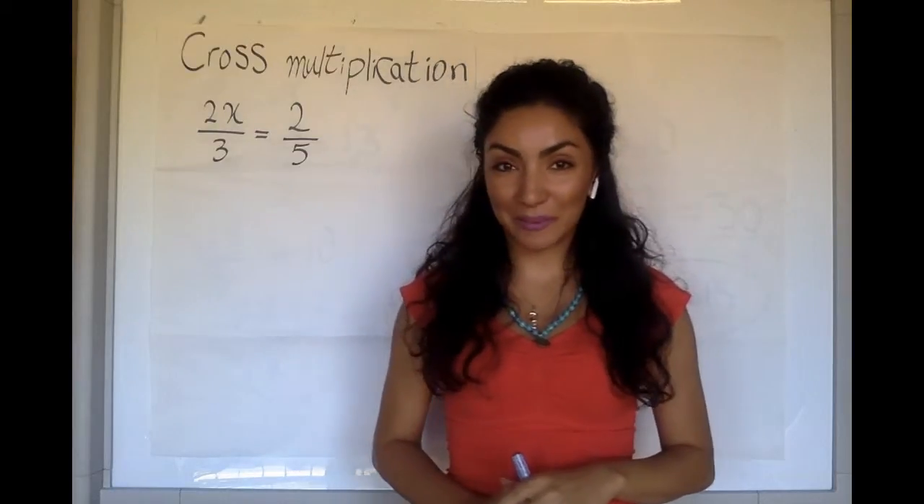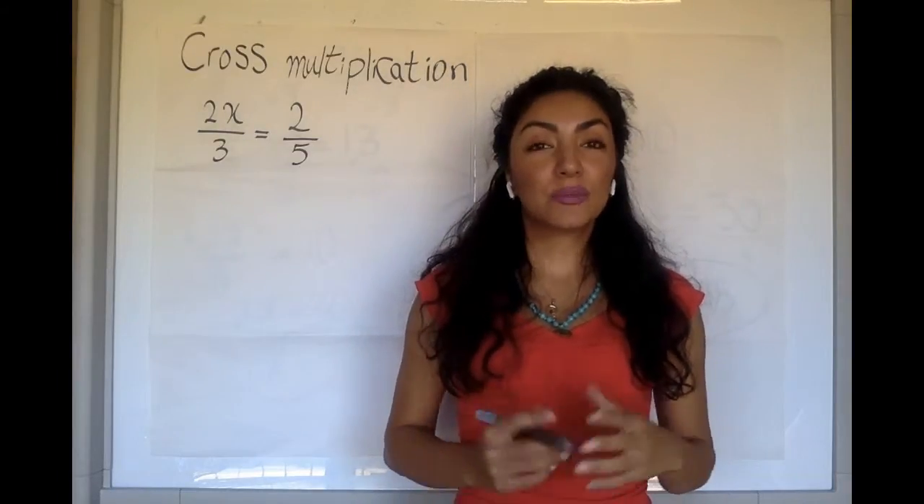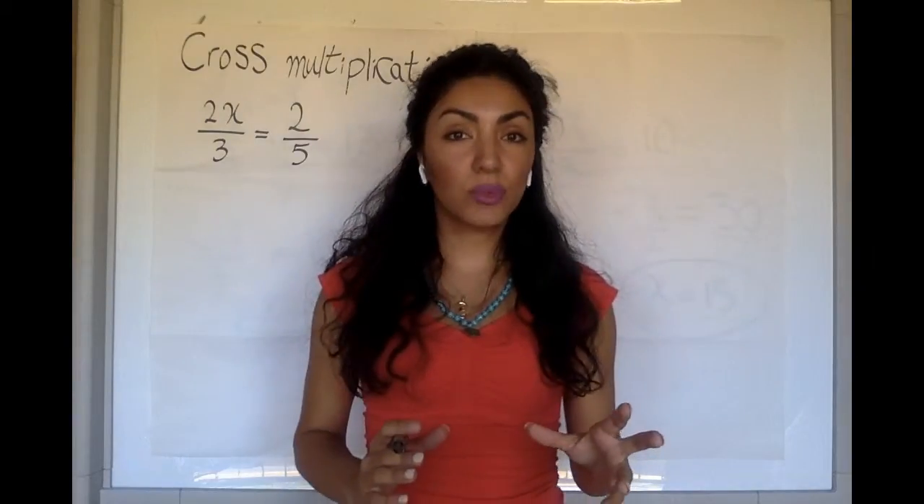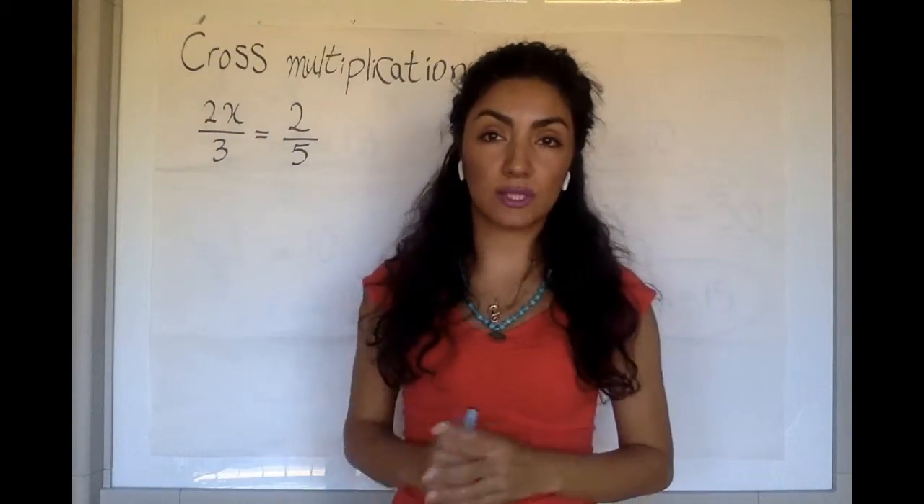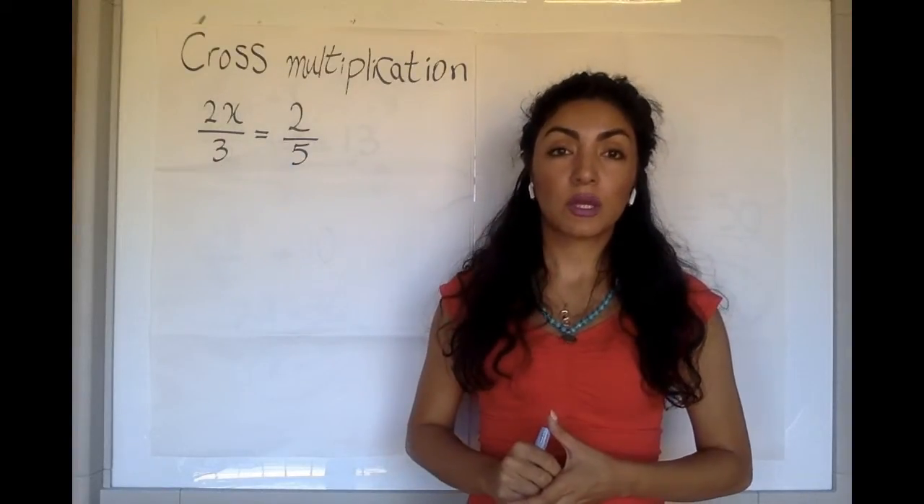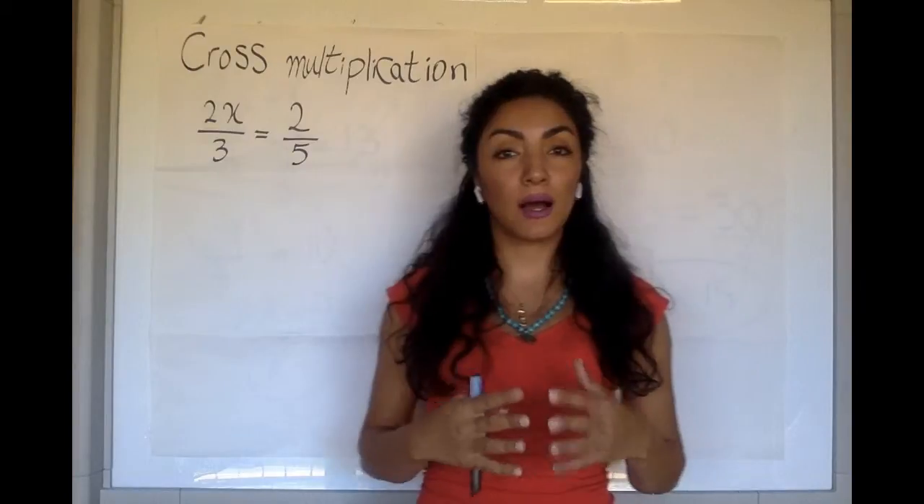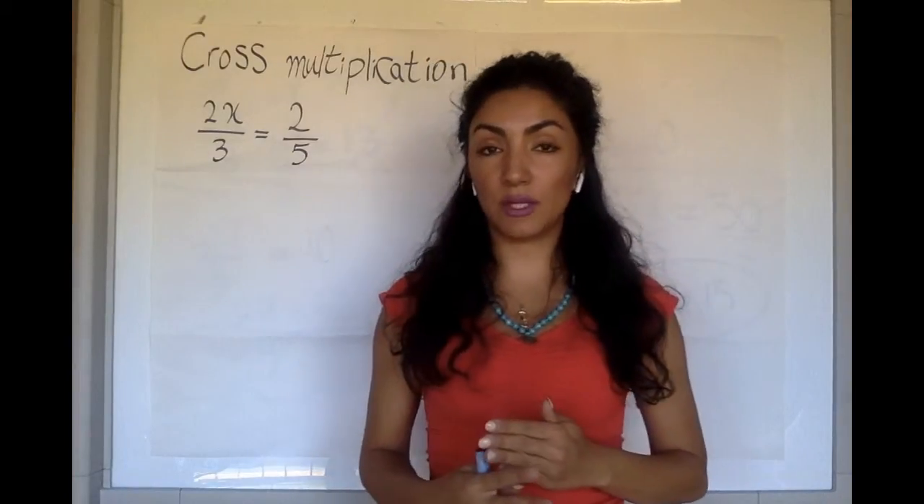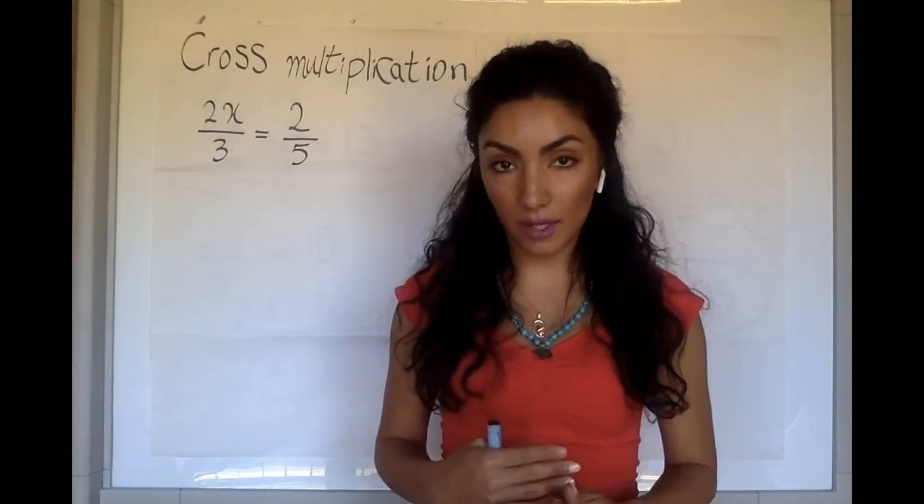What is cross multiplication? We normally apply cross multiplication when we have two fractions equal together, like 2x over 3 equals 2 over 5. But before I explain how we apply cross multiplication, I explain the reason behind that.